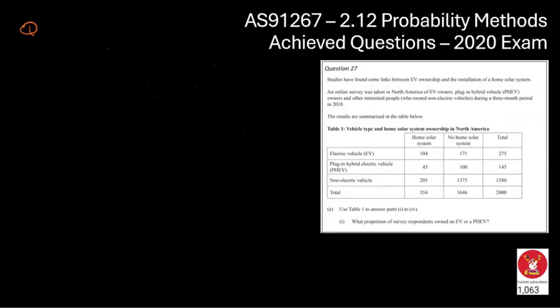We are now on to question number 27, and this is actually one of the nicest Achieved questions I've ever seen, but let's read it. So we've got a study, and they're looking at the links between EV ownership and installation of a home solar system. Makes sense, right? If you're maybe into this sort of EV car stuff, I reckon you're maybe more likely to have the home solar system as well. They've done an online survey in 2018.